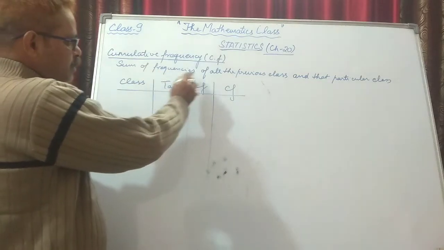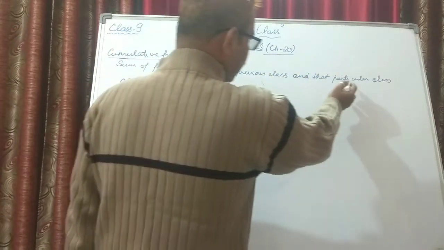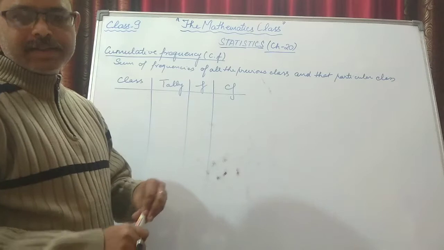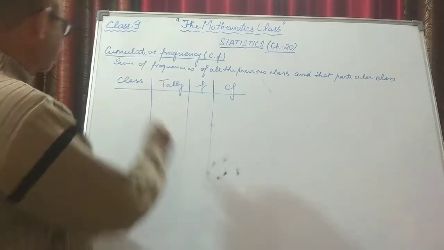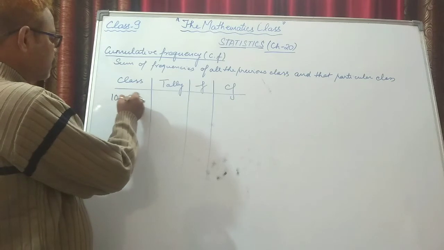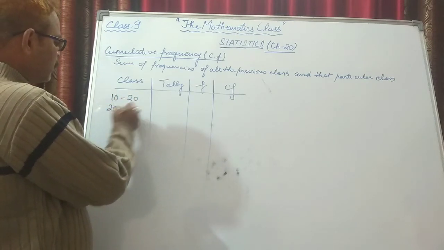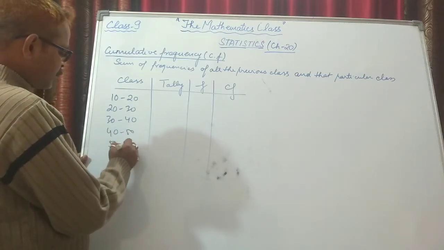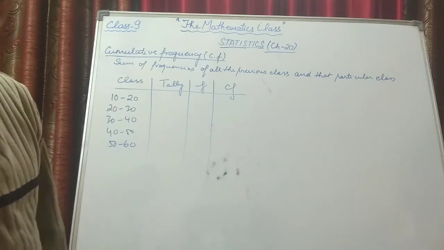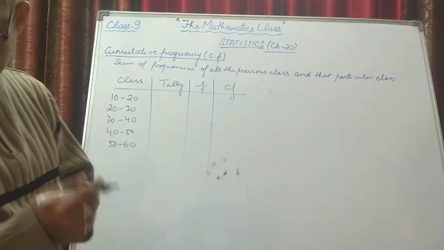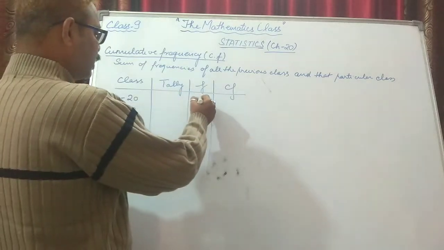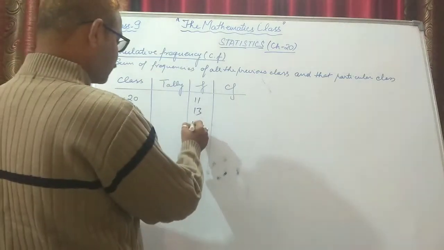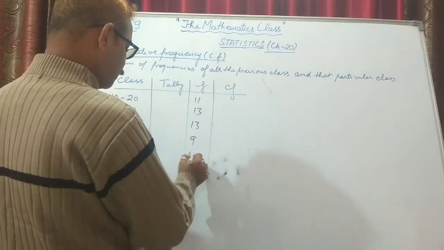This is the sum of frequencies of all the previous classes and that of that particular class, known as cumulative frequency. Let us take an example. Let me draw a table. Let us say there are class marks of 10 to 20, 20 to 30, 30 to 40, 40 to 50 and 50 to 60. Let's say this is a frequency table that is given, and the frequencies are 11, 13, 13, 9 and 4.